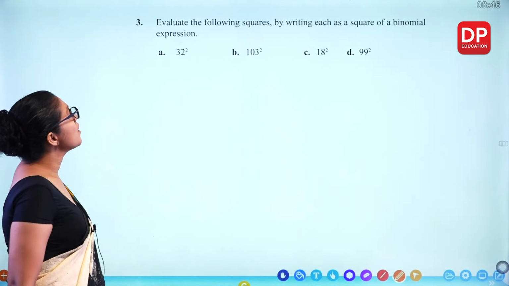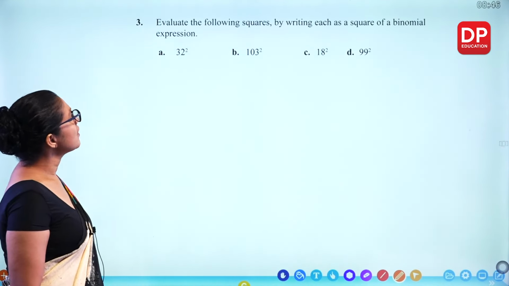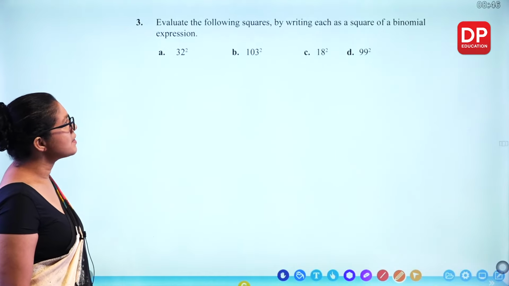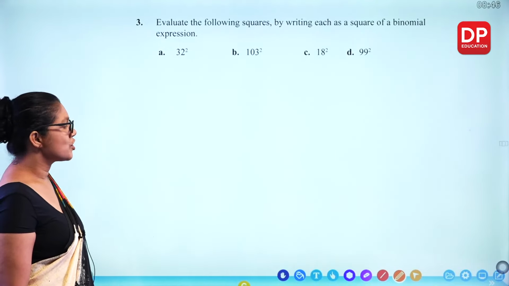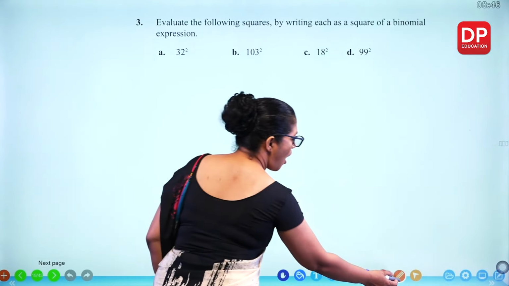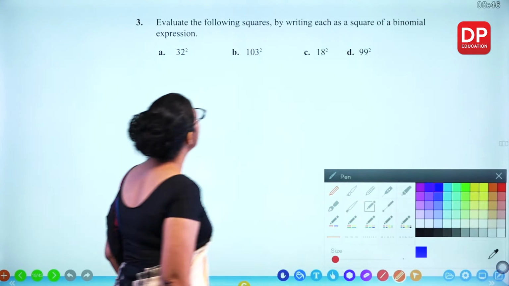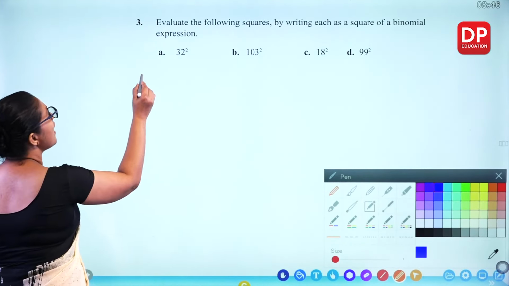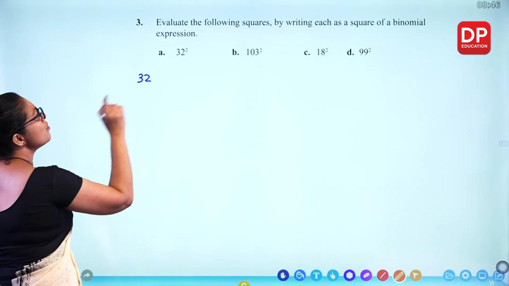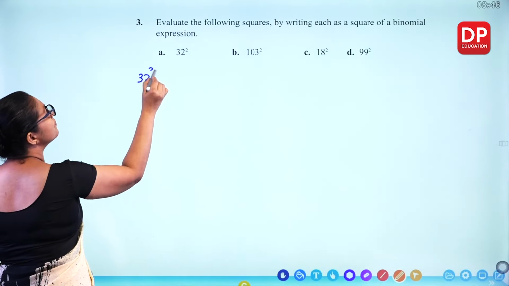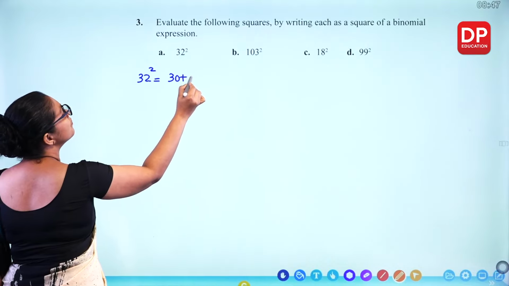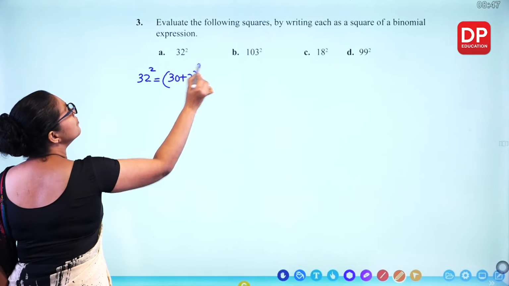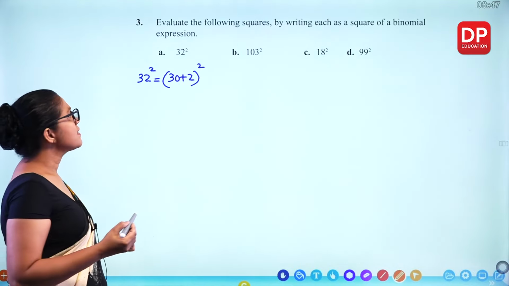Now we'll look at question number 3. Evaluate the following squares by writing each as a square of a binomial expression. So here, how can we write down 32? I can write down 32 as 30 plus 2. 30 plus 2 is 32.